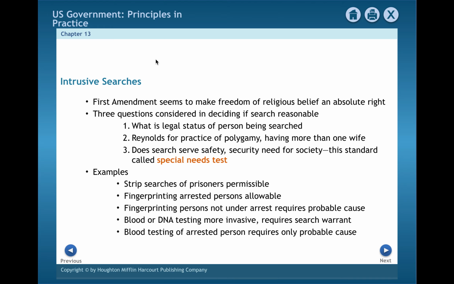And third, does the search involve or serve some safety or security need for society? This is known as the special needs test, okay? The special needs test, which is question number 9 on your quiz. The answer is the letter K. It's a standard used by the Supreme Court to determine whether a search of a person's body meets a security or safety concern of society and is therefore reasonable under the Fourth Amendment.